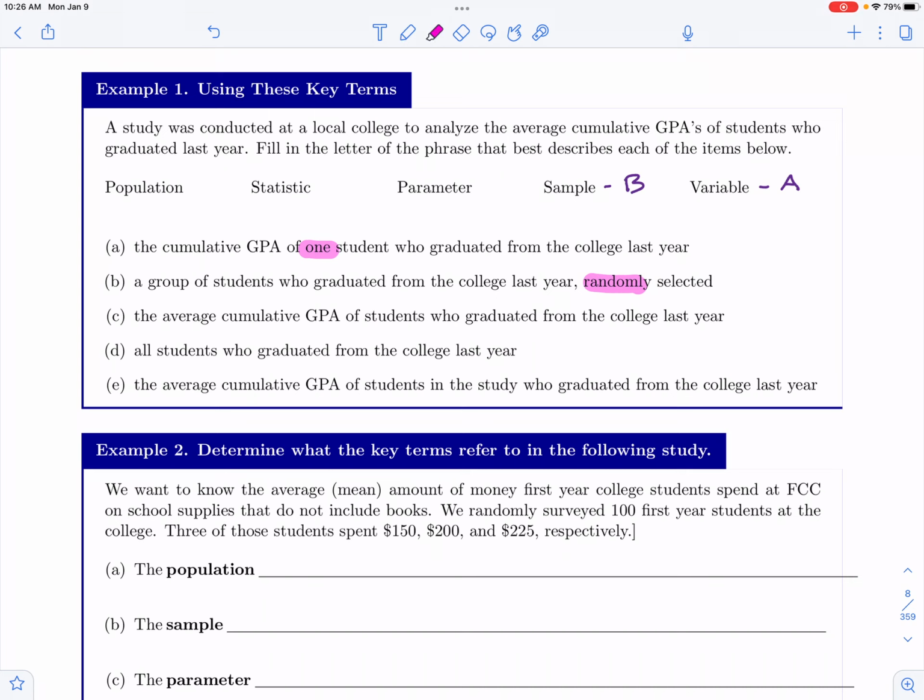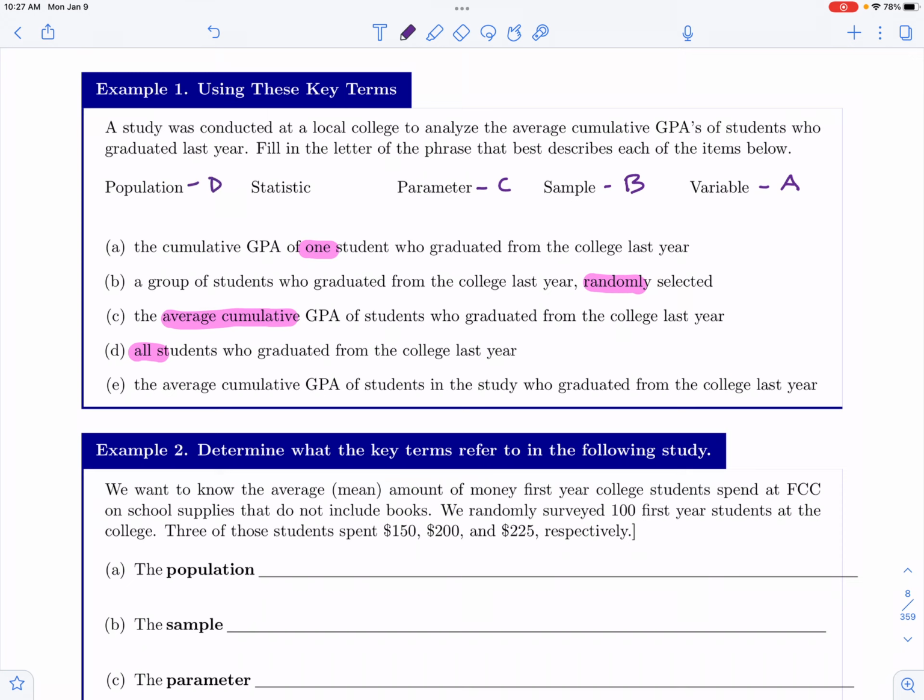All right, so the average cumulative GPA of students who graduated from the college last year. Since we're looking at the average, this is related to the variable that we're interested in. And since in this case it's talking about all students who graduated from the college last year, this is going to be our parameter. All students who graduated from the college last year, so we're talking about every single student at the college. So this is going to be our population. This is the group that we're trying to study.